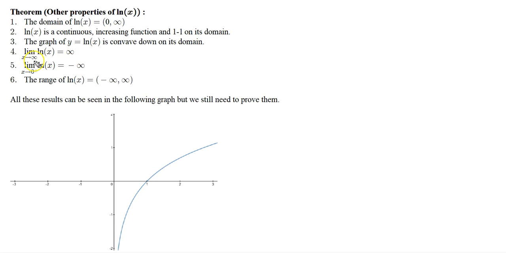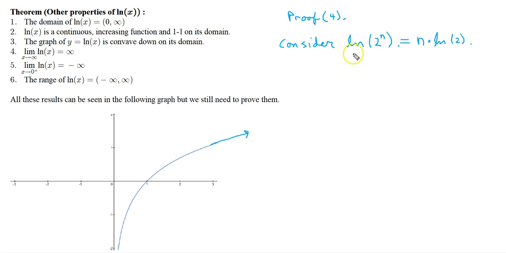So we want to prove that as x goes to positive infinity, the natural logarithm goes to positive infinity. So we want to prove that this continues upward. Now it's going to be a little bit tricky. So what we're going to do here is consider this quantity: the natural logarithm of 2 to the nth power. Now notice that we can just drop that exponent down, that's by properties of the natural logarithm. And we obtain this right here.